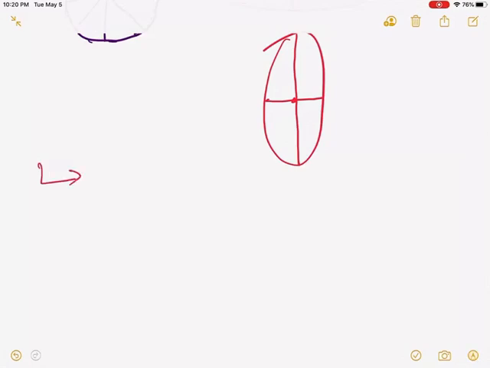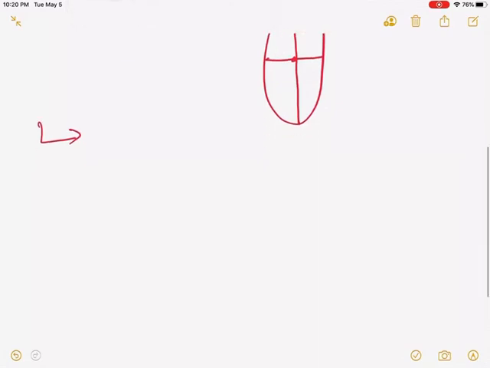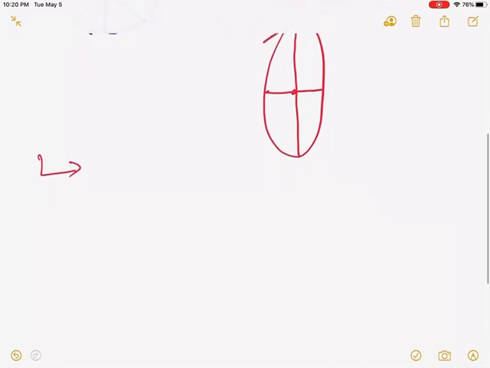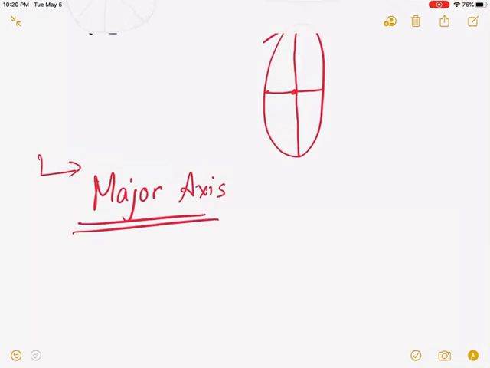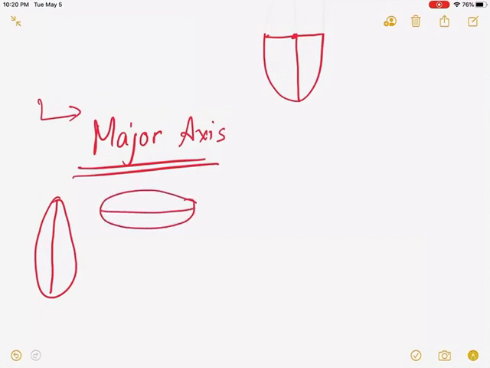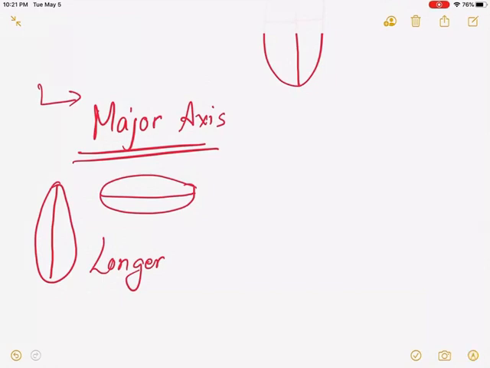Now let's talk about the rest of the vocab terms you need to know. As I said, one side is bigger, so there should be a different name for that. Here comes the first vocab term: major axis. The longer side of the ellipse is called the major axis. If I see an ellipse like this, the y side is bigger than x, so y would be your major axis. If the ellipse is like this, it's bigger on the x-axis, so x would be the major axis. So the longer axis is called the major axis.